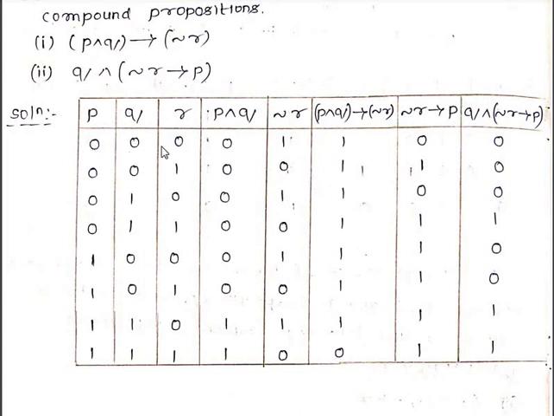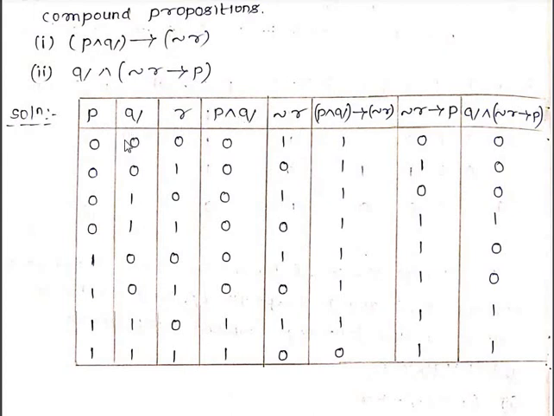So all these: 0, 0, 0; 0, 0, 1; 0, 1, 0; 0, 1, 1; 1, 0, 0; 1, 0, 1; 1, 1, 0; 1, 1, 1. This is what you will get. First we will consider P and Q. Then take the value of negation R. Okay, till here will be your first problem.